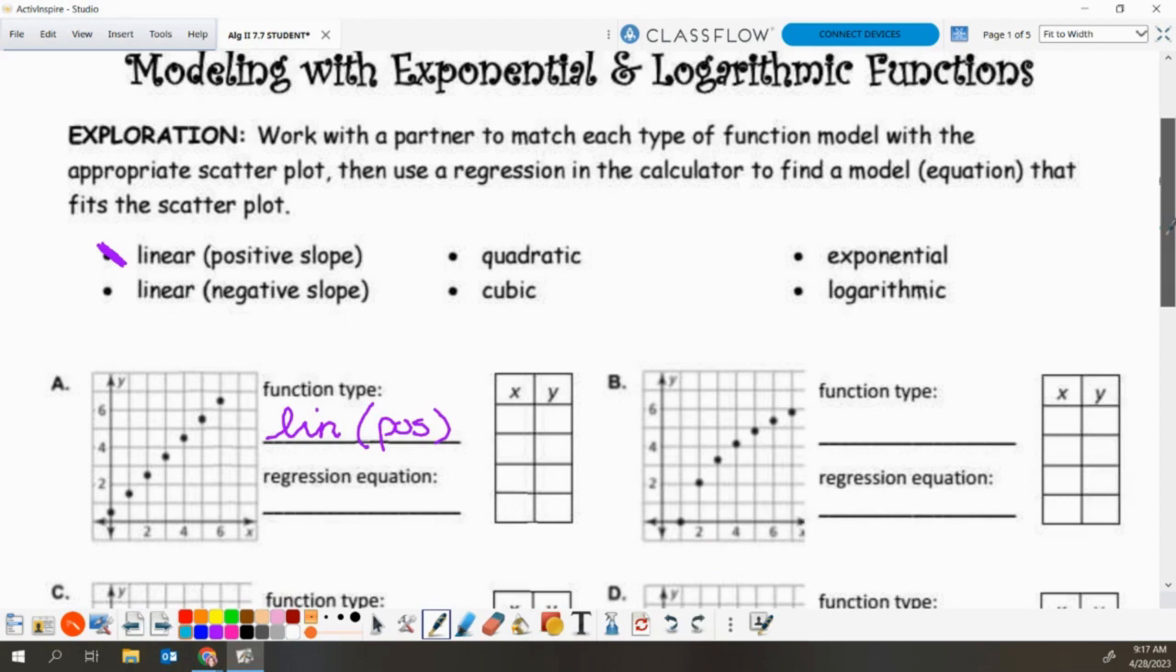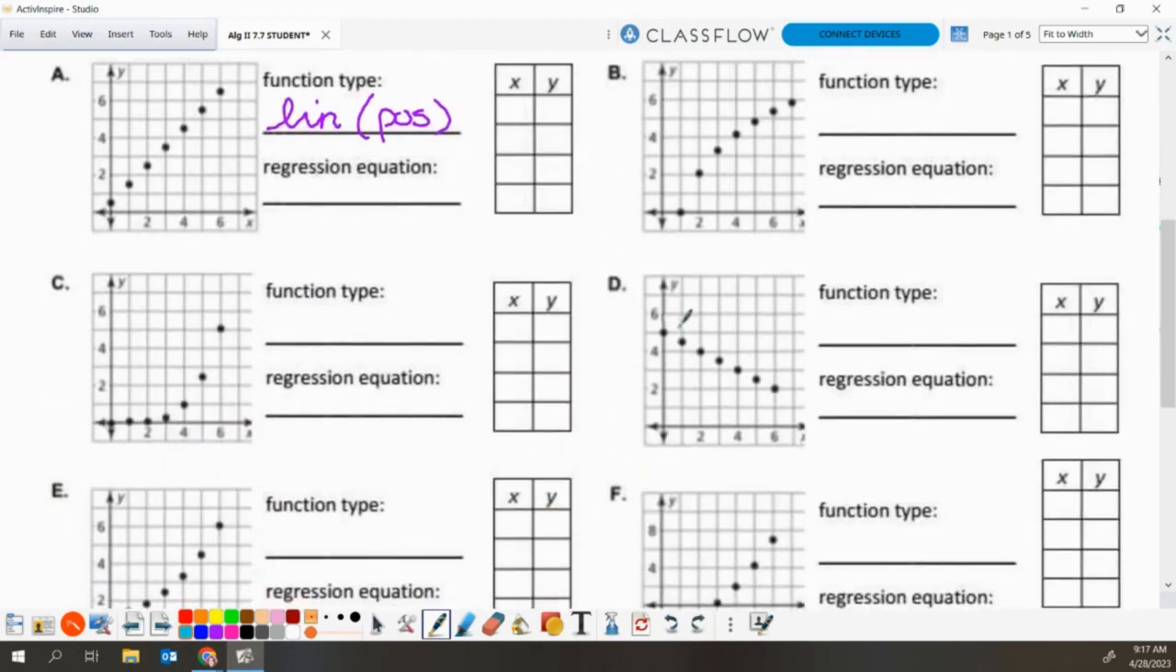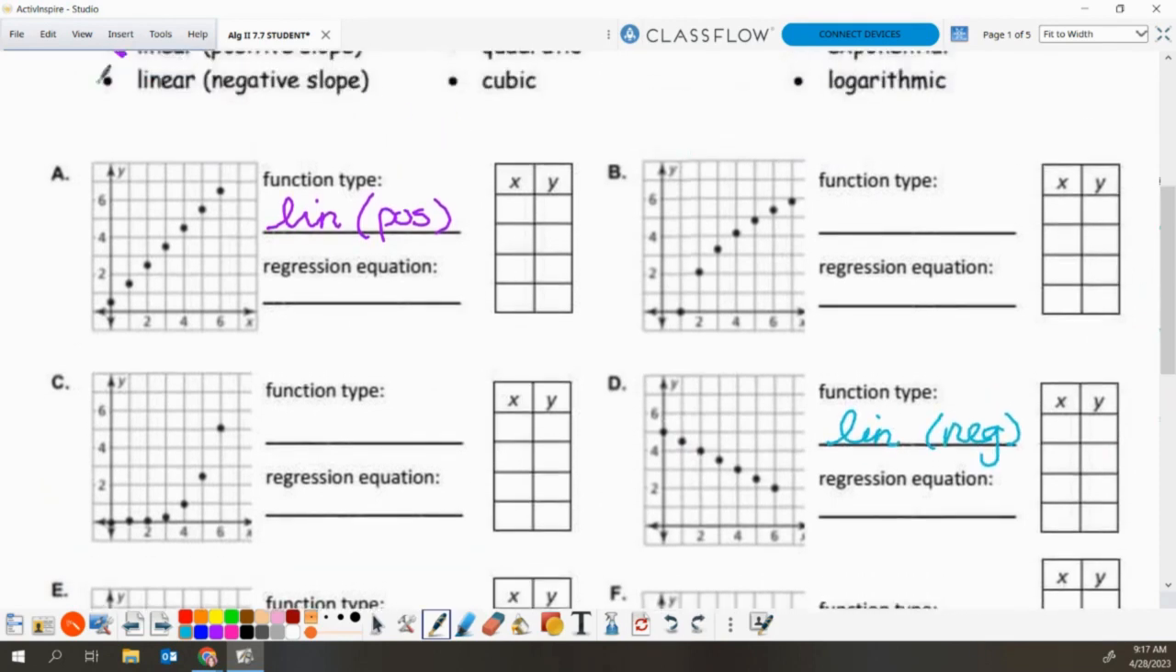Good. D is linear with a negative slope. So same thing. We're going down by the same amount each time. So this would be linear negative. Okay, that's this guy.